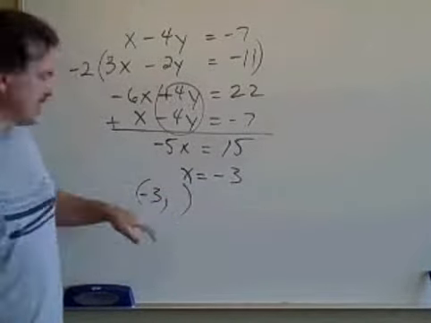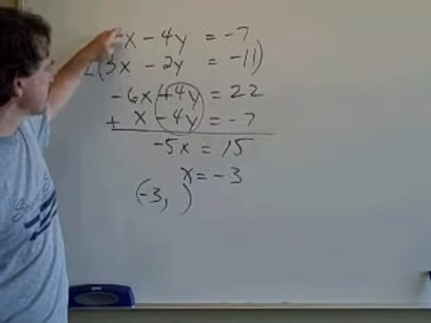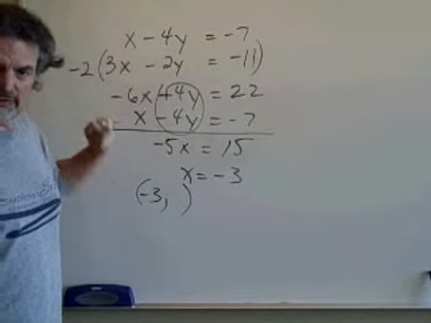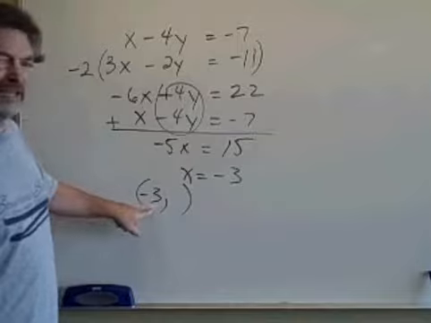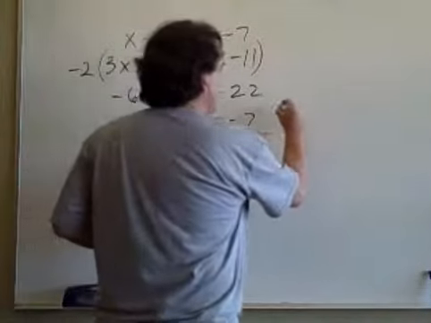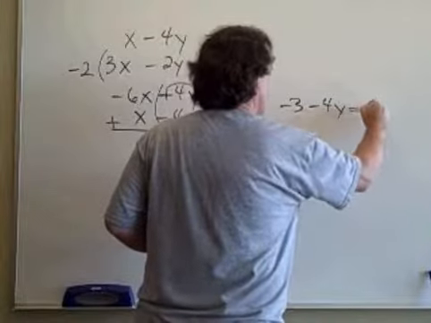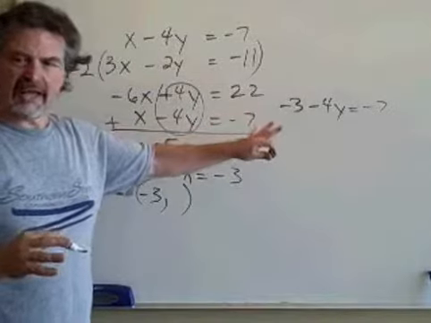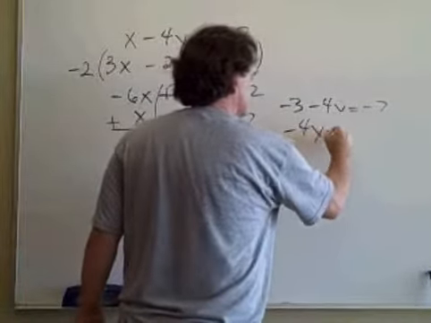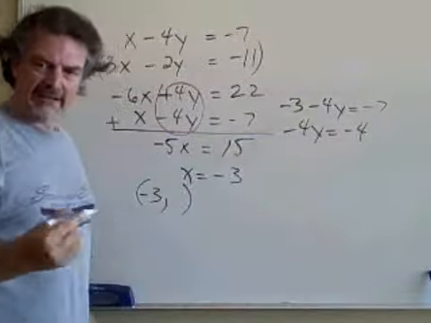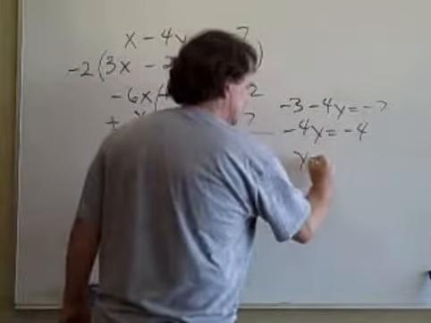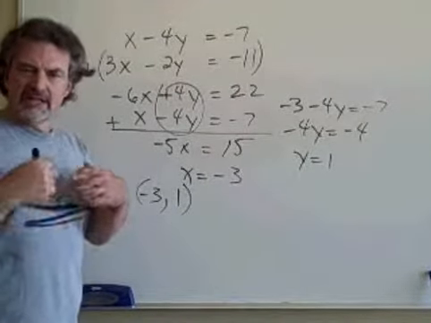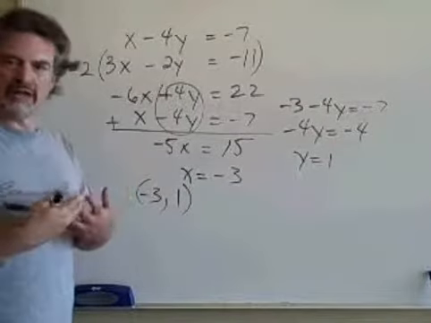So negative 3 is the x value of the ordered pair that's a solution to each of those original equations. It's the solution to the system of linear equations in two variables. So let's put negative 3 in for x. And now we have a linear equation in one variable that we can solve for y. I'll add 3 to both sides. And now divide both sides by negative 4. And the ordered pair solution, the x value is negative 3, the y value is 1.